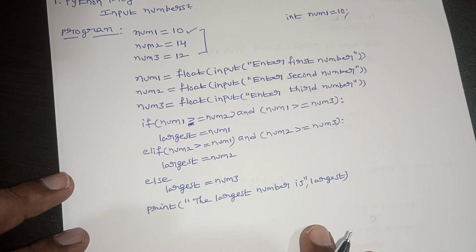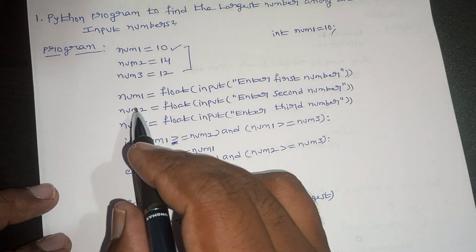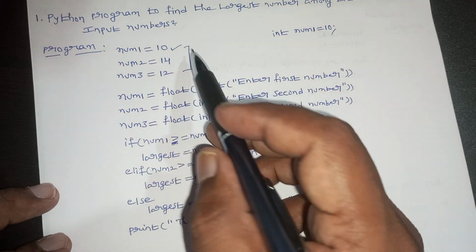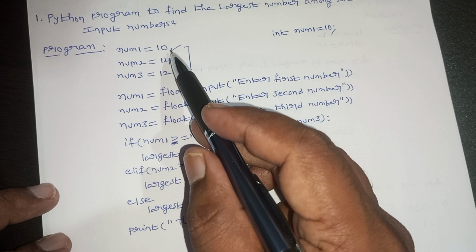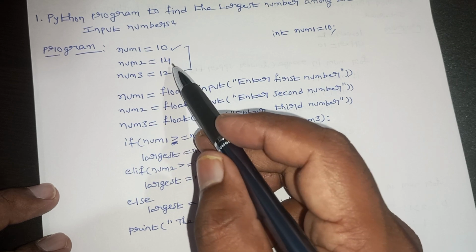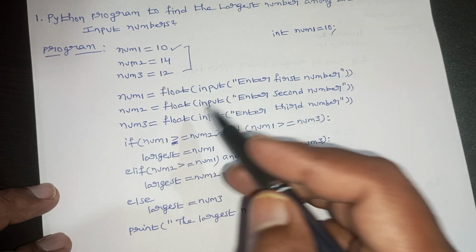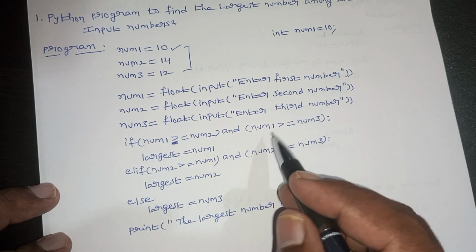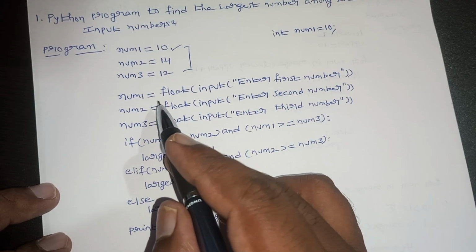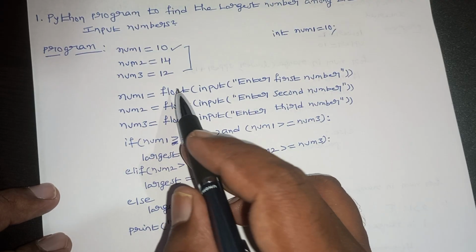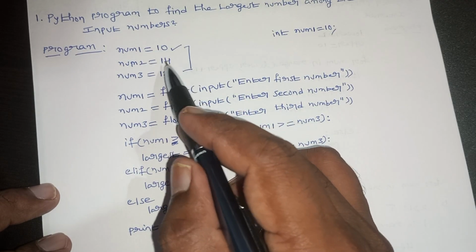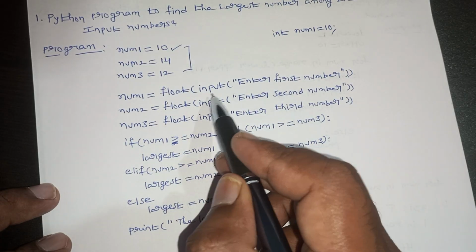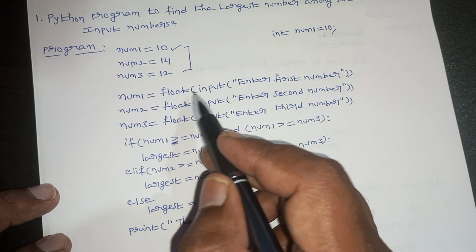For example, if you want to take values dynamically, first time I will take num1 equal to 10, num2 equal to 14, num3 equal to 12. Dynamically means at runtime. I'll show it when we practice. If you want to take values dynamically, it means each time I can change the values. In this way, how to take them?